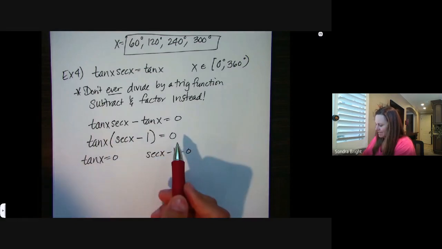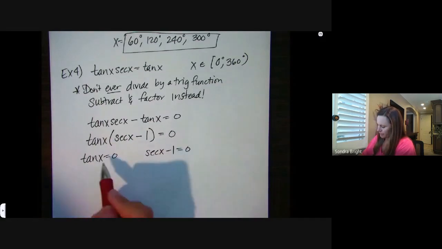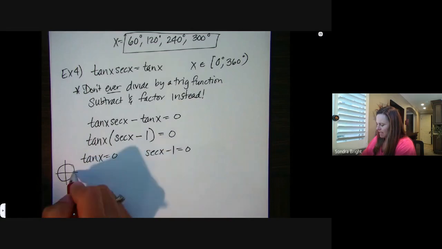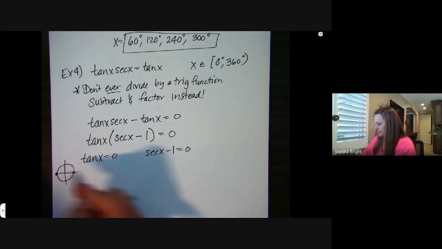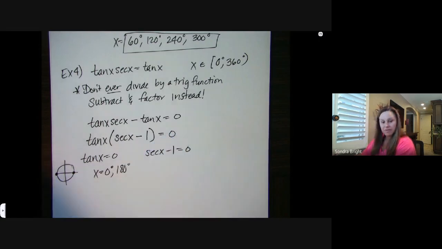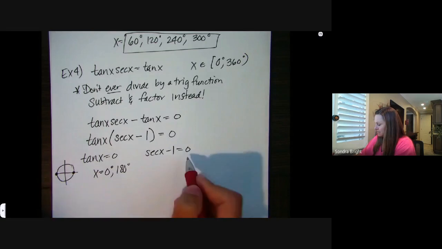I set each of these factors equal to 0. All right, so when is tangent equal to 0? Well, when y is 0, right? Since tangent is y over x, it'll happen here and here. So your x is 0 degrees and 180 degrees for this one. Solving for this one, secant of x is equal to positive 1.